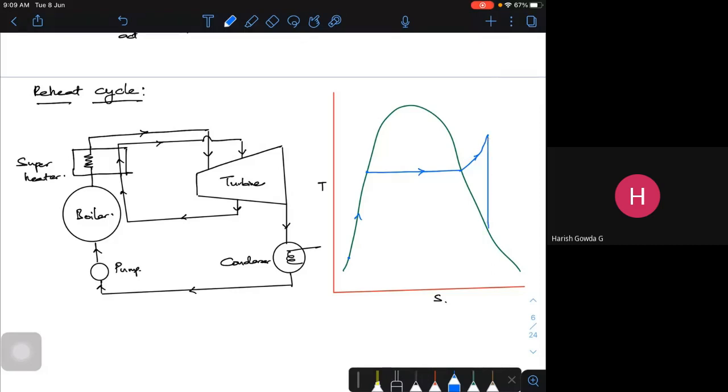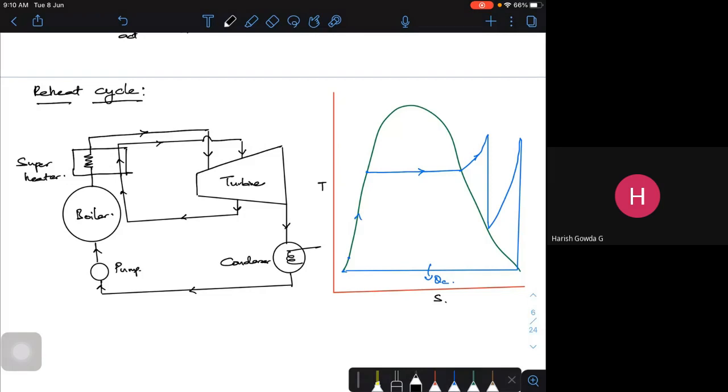Then I am going to reheat again to the same temperature. It is not a straight line; this is a curved line at some pressure. Then I will expand it in my higher pressure turbines, and then I am going to reach this particular point. This is my heat rejection in the condenser.